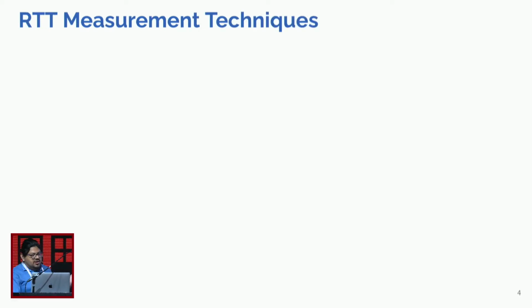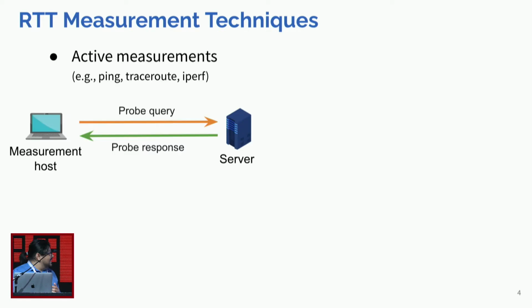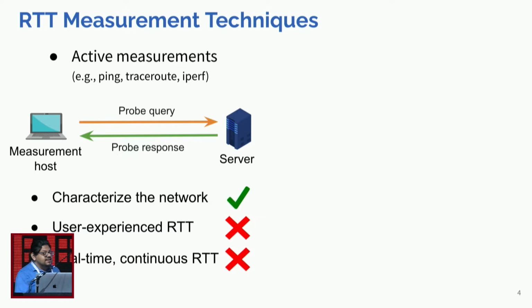So traditionally, there are 2 RTT measurement techniques. Active measurements, think ping or traceroute. There is a measurement host that sends a probe across to the server, and the server responds, and the time difference gives us the RTT. This is great for characterizing the network, but when it comes to getting user-experienced round-trip times, or when it comes to getting real-time or continuous RTTs, it's not that great.